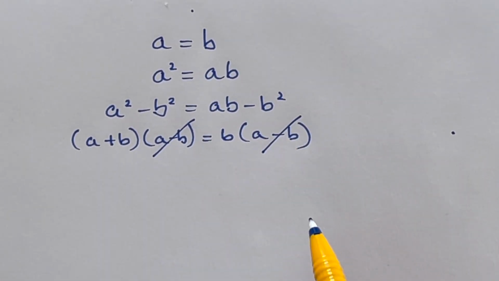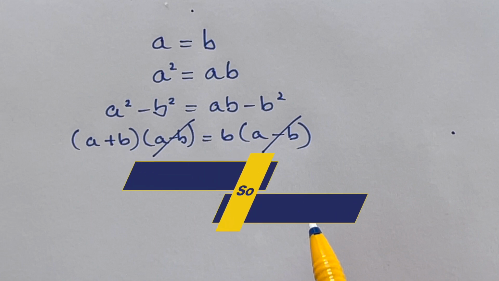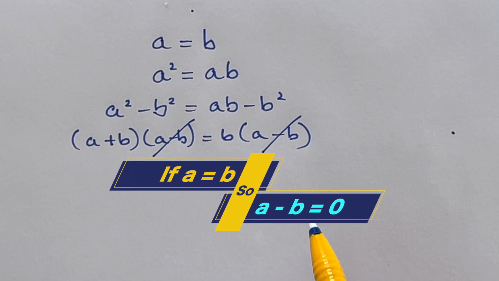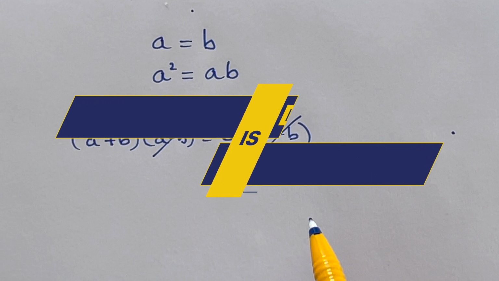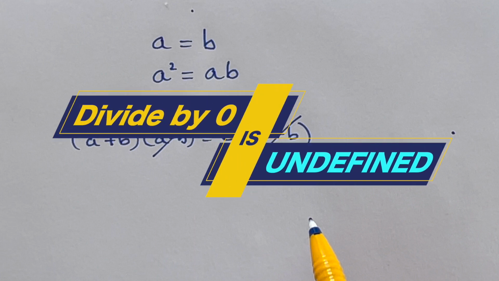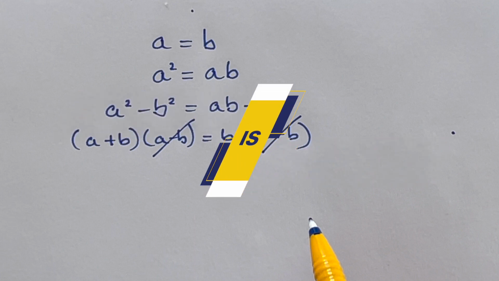If a equals b, then a minus b is 0. So the process of cancelling from both sides requires you to divide by 0 on both sides. Dividing by 0 is undefined, and this is where we have this major mathematical error taking place.